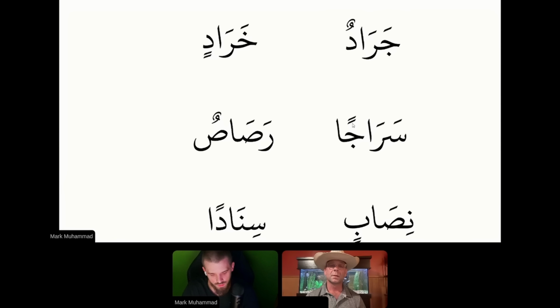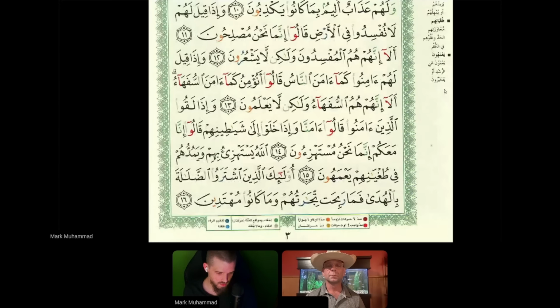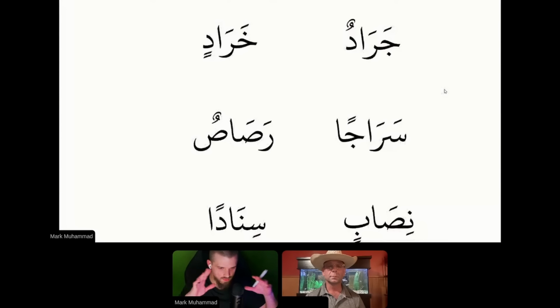Okay. So we're going to go over these ones now. These ones don't have shadda. We're going to go over these, and then to take a little break, we're just going to look through some of the mushaf, just to see what we can find. And then we'll do some more exercises with words with all the letters that include shadda and tanween.